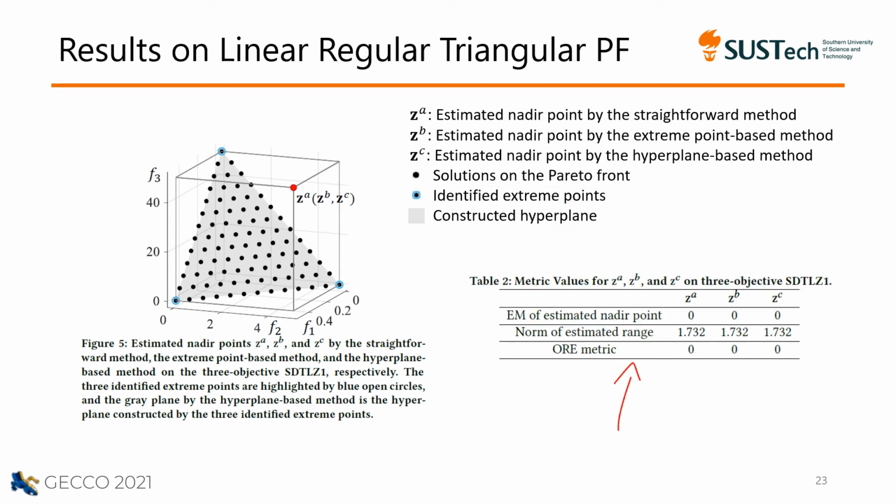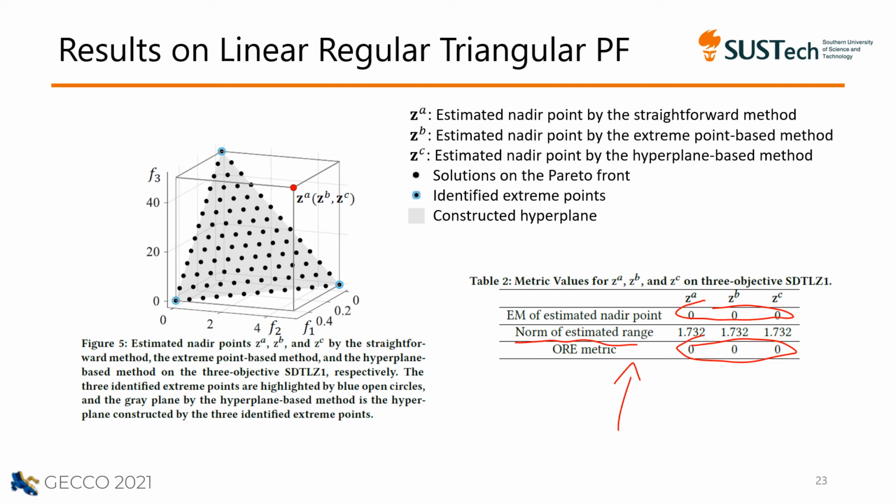This table shows the values given by the 3 metrics. We can see that the error metric and the ORE metric give zeros to all the 3 estimated nadir points, meaning that all the 3 estimated nadir points are the same as the true nadir point. Although the norm of estimated range is non-zero, exactly the same value is given to all the 3 points, meaning that the 3 estimated nadir points have the same estimation quality.